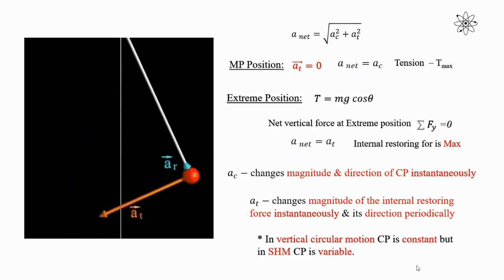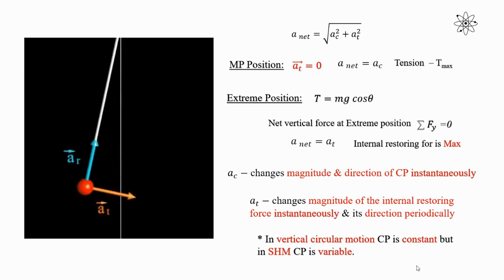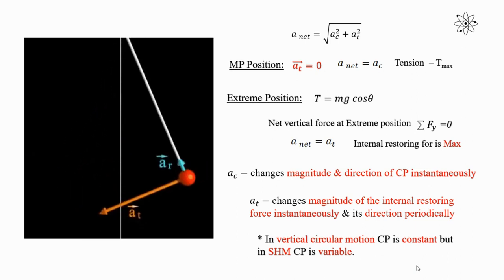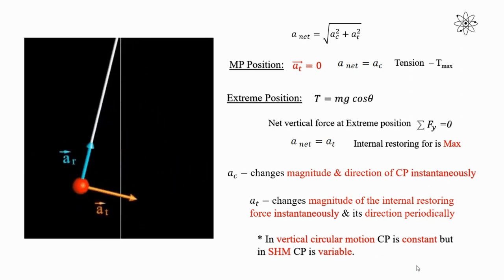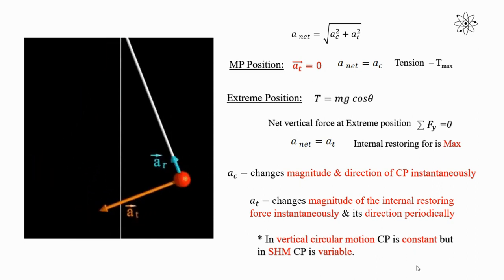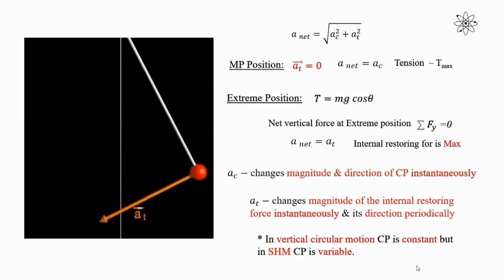One thing that you have to note down here, student, in the vertical circular motion, centripetal force is a constant, but in a simple harmonic motion, centripetal force is a variable. Hope you understand the concept.